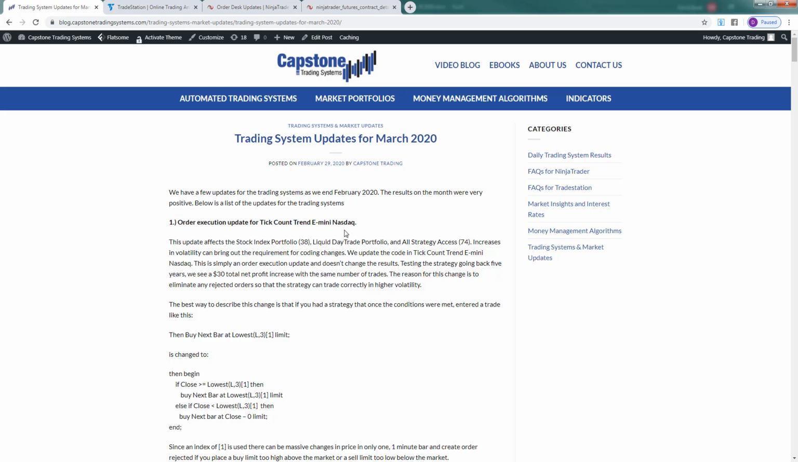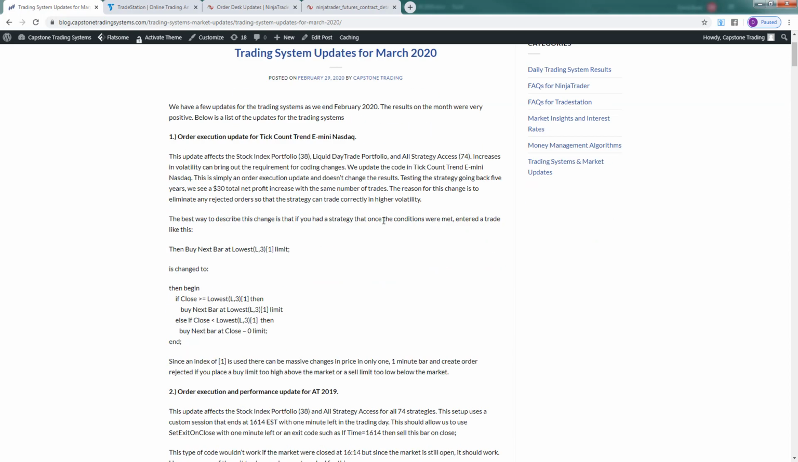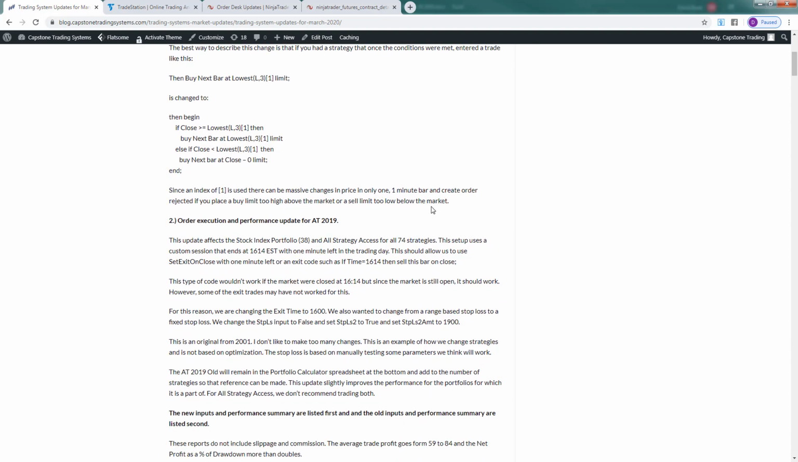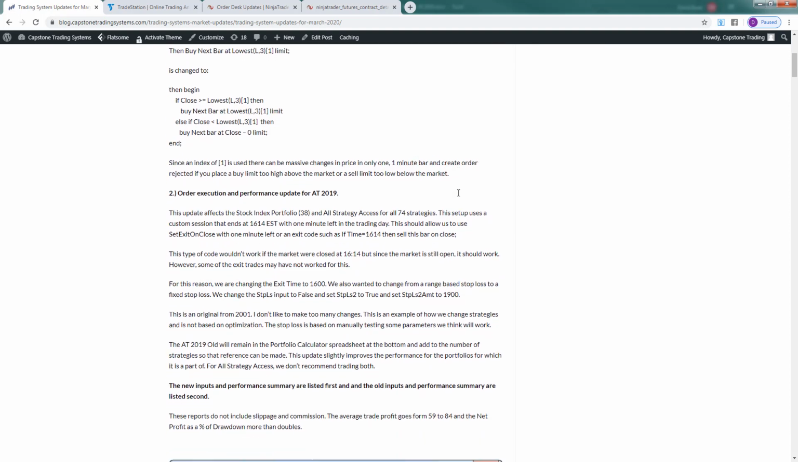There's an order execution update for tick count trend, E-mini NASDAQ. This did not change the back test. And so we're trying to get rid of order rejects. And I've made a change on that since that time as well. And so that strategy did not change. So it did not change in the portfolio calculator.